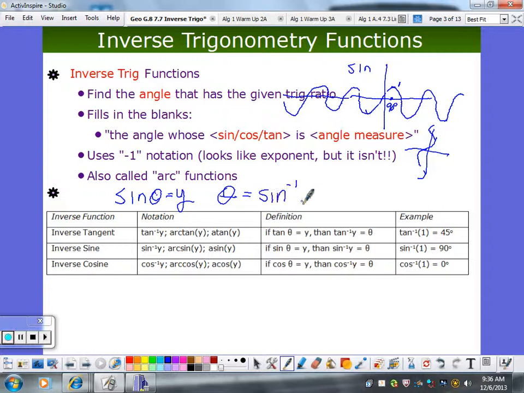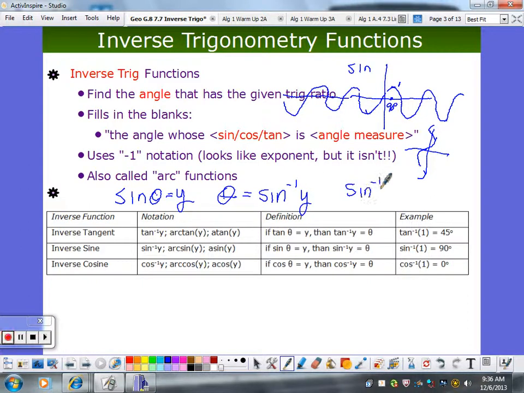And I'm going to use this notation, this little -1. It looks like an exponent. Remember what an exponent of -1 does to you? Like 1 over. So we're using it here to mean, and these are the words I say in my head, the angle whose sine is. Theta is the angle whose sine is whatever this value is.